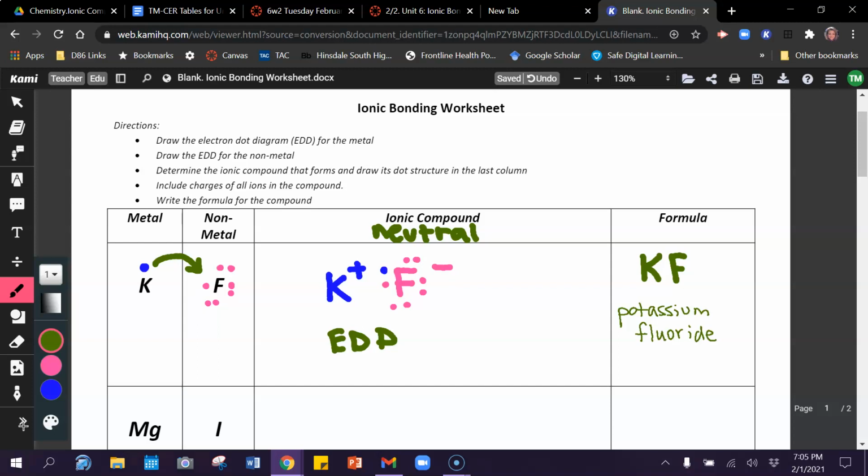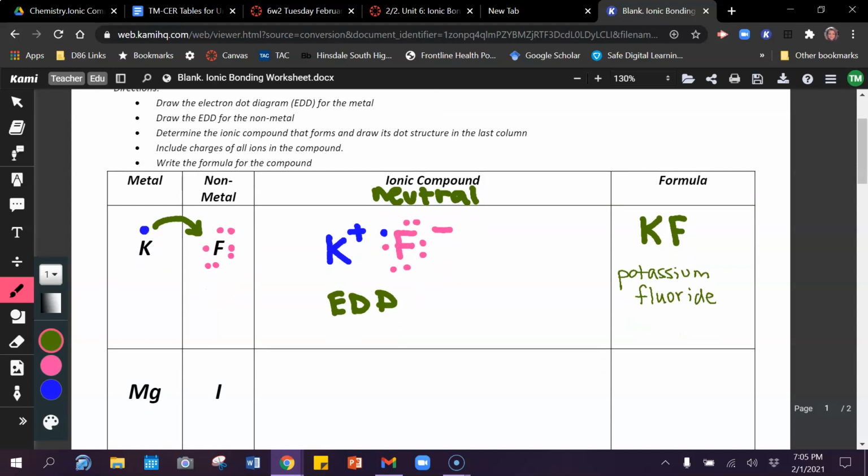So that was a pretty simple one, right? Because we have just one positively charged ion and one negatively charged ion. Their charges are equal and opposite, meaning that they're both ones, but one's a negative and one's a positive. And so that was a pretty easy one.